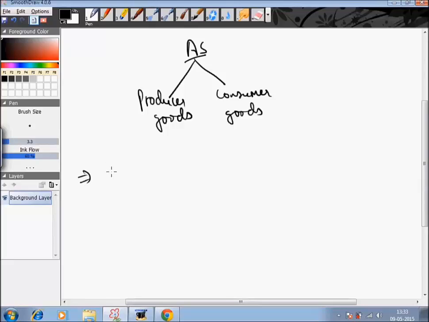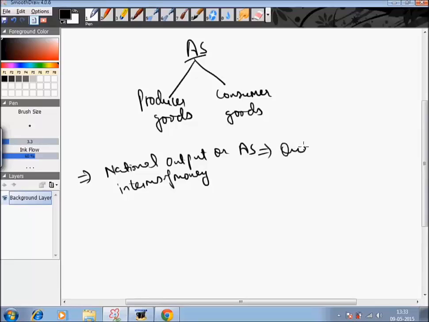So if we calculate the national output or aggregate supply, we can also say national output in terms of money, which is equal to the aggregate supply. It is equal to the quantity multiplied by price per unit. So this is how we calculate the aggregate supply.